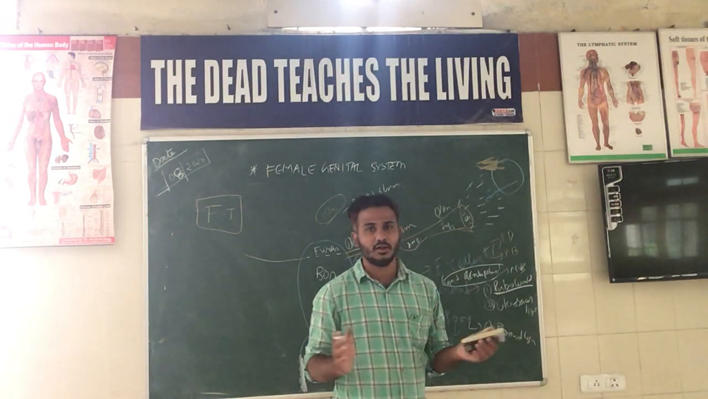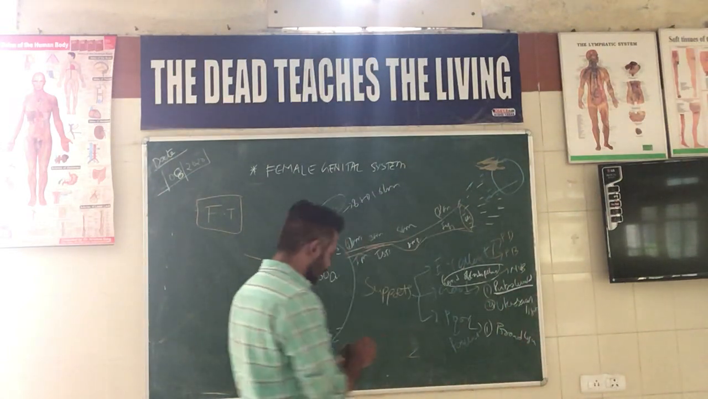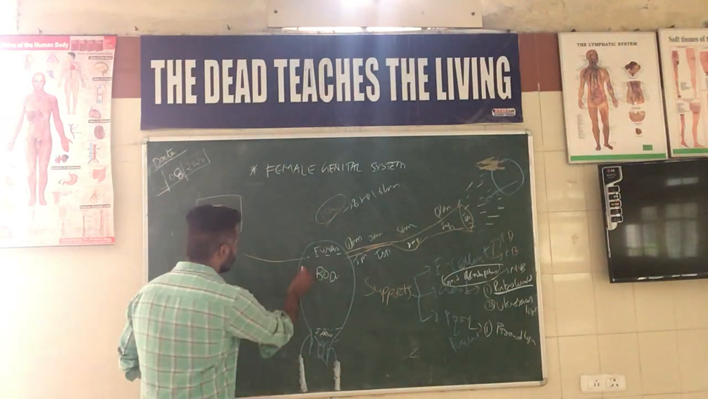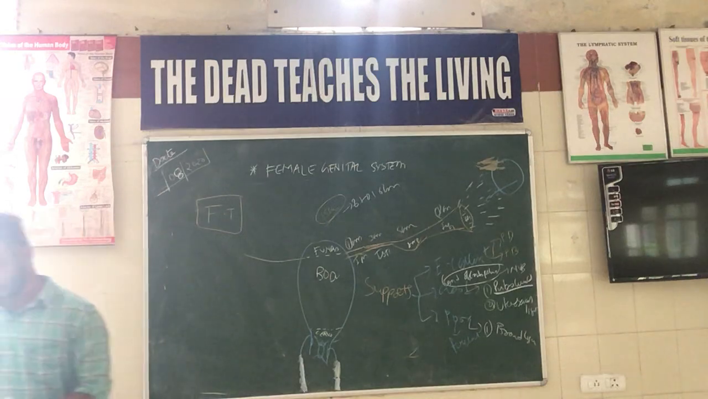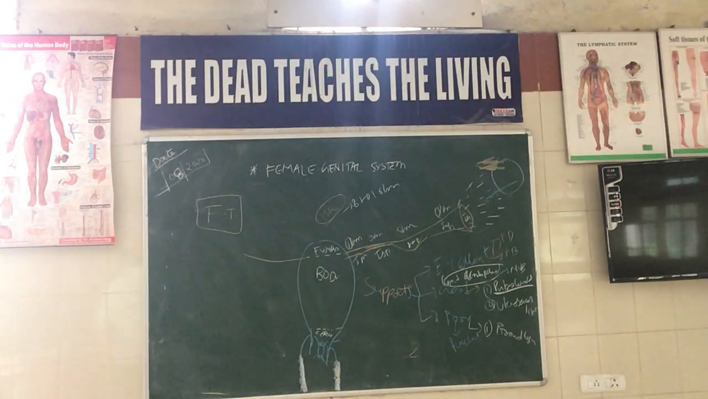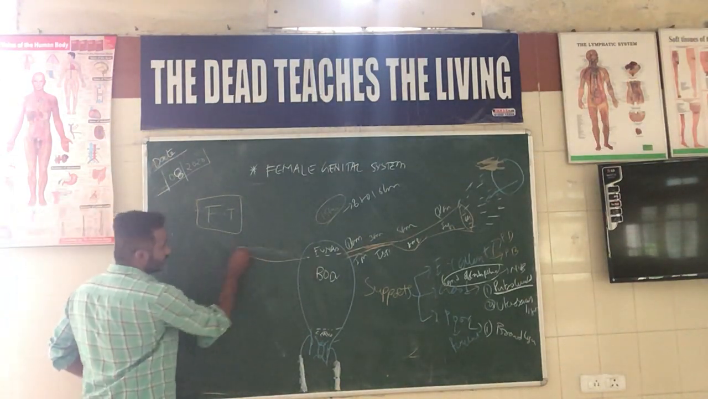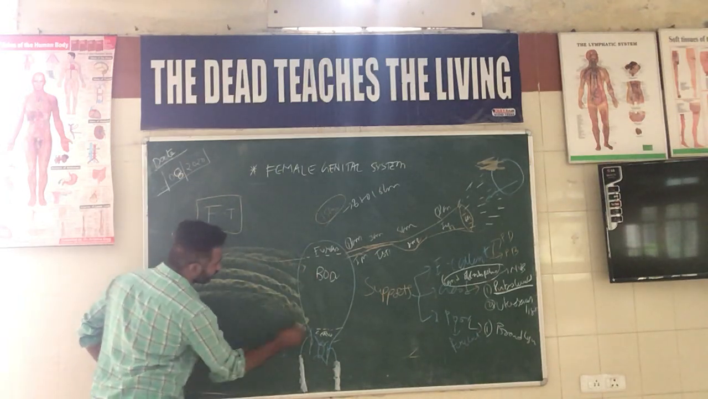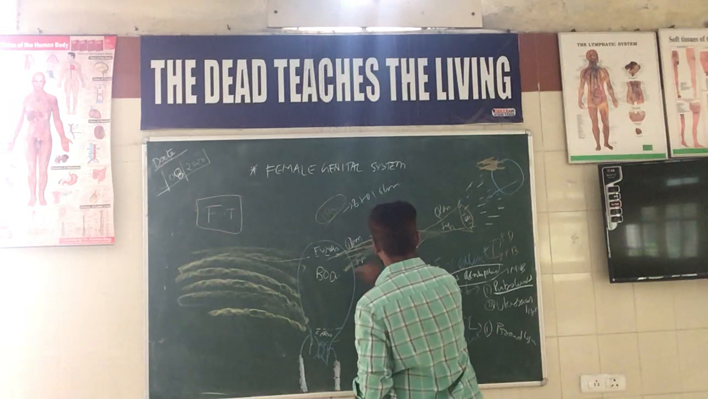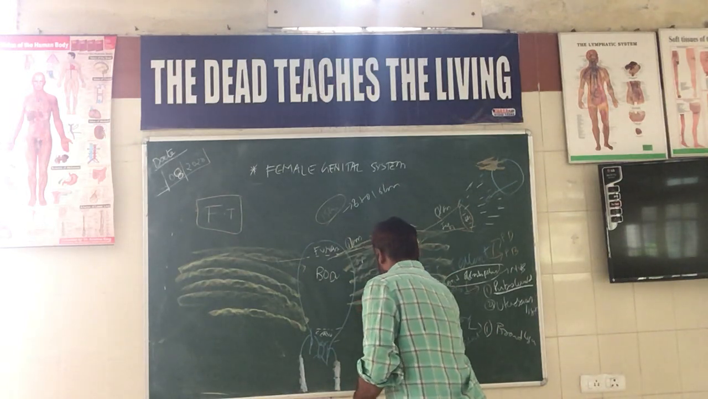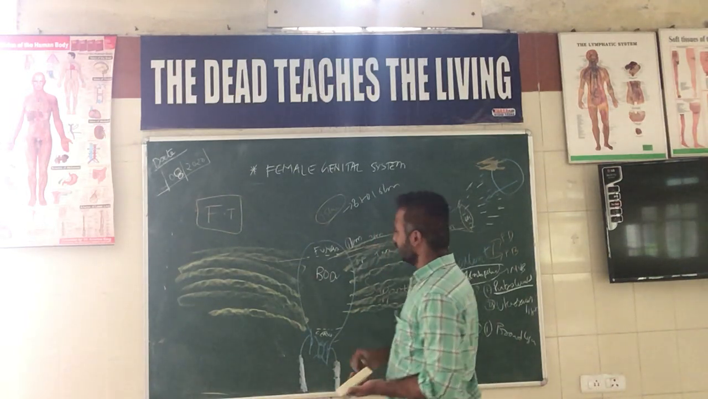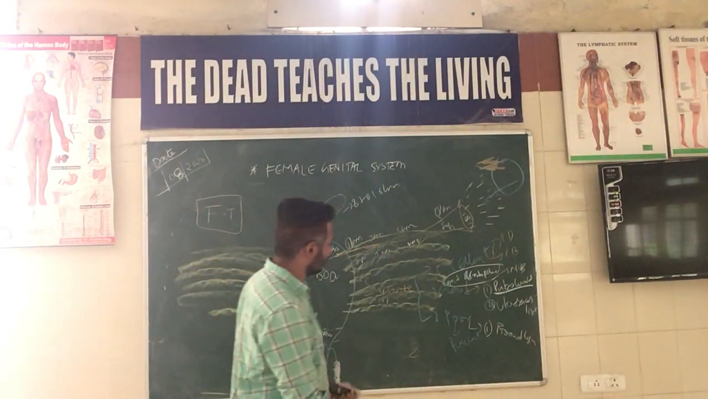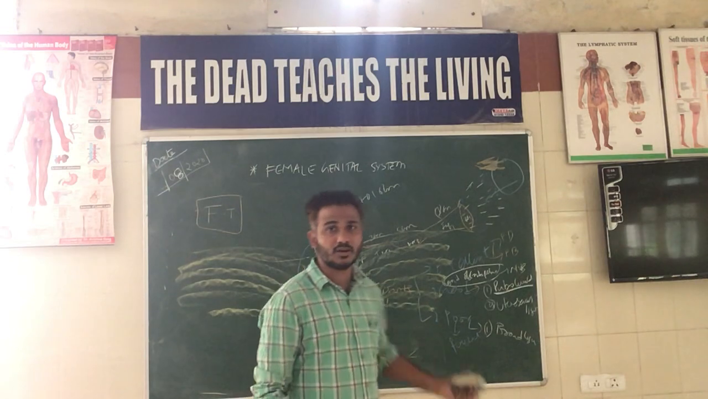This broad ligament is present on either of the sides, and it is a bilayered structure which overlaps certain structures. So this will be the broad ligament. It will be on either side. And within this broad ligament, we have structures such as the round ligament of the uterus.